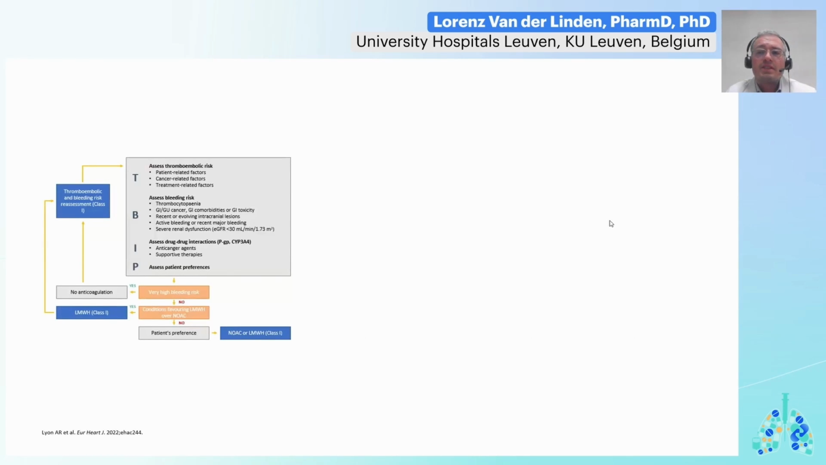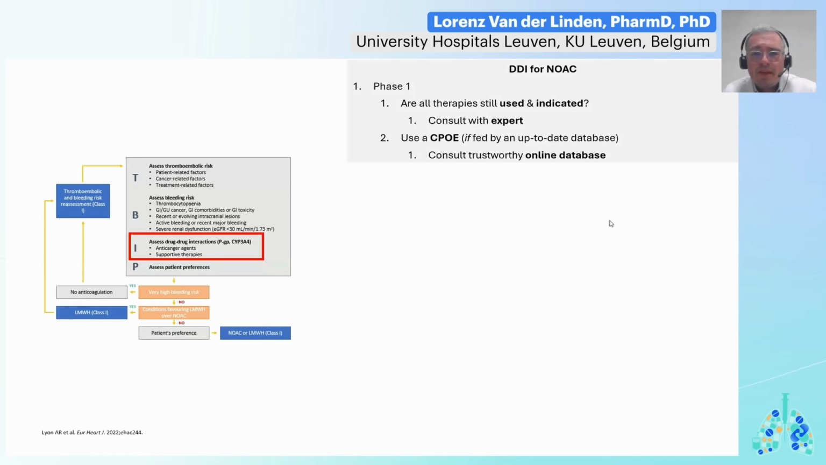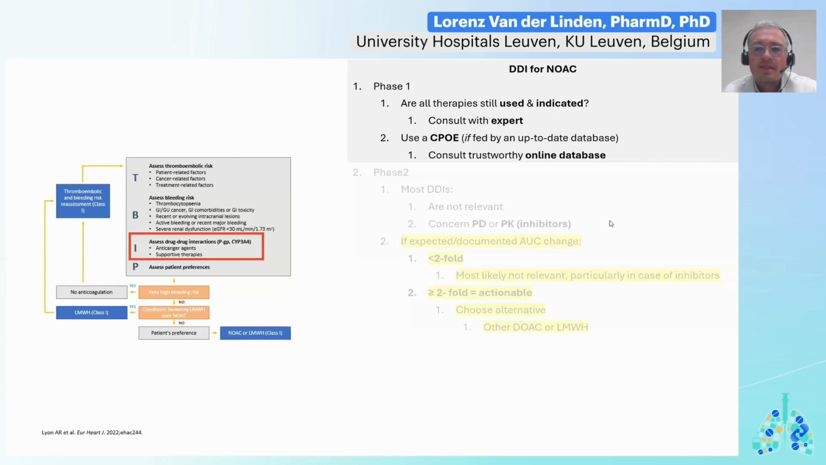And here on the left, you can see the proposal on how to think about, how to assess, how to select anticoagulation in the setting of cancer-associated thrombosis as recommended by the European Society of Cardiology. On the right, I've added some very basic steps to help professionals. And step one is think and assess, consult with an expert. Please use good prescribing software and consult valid databases.